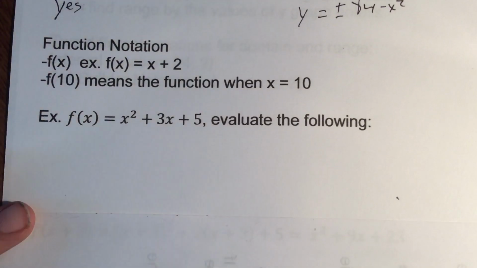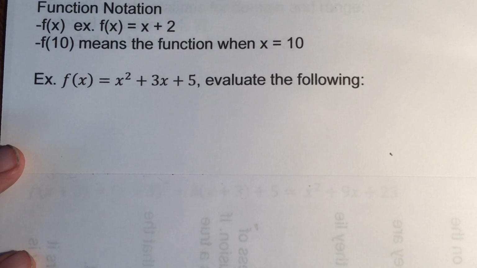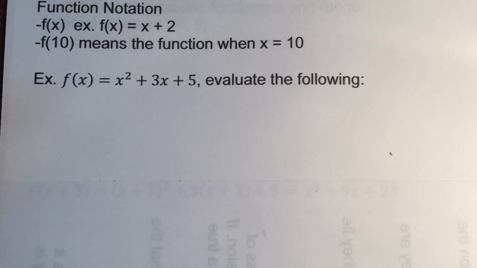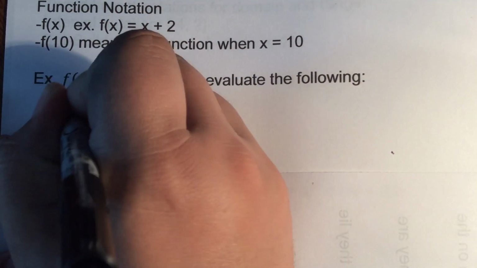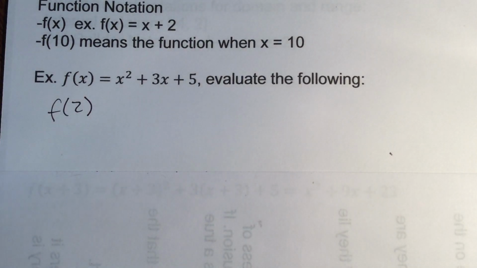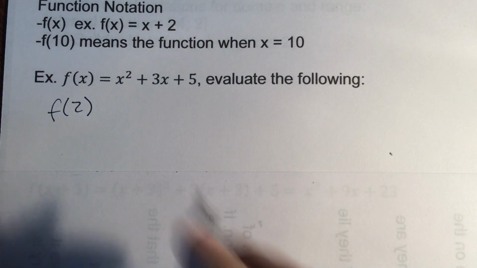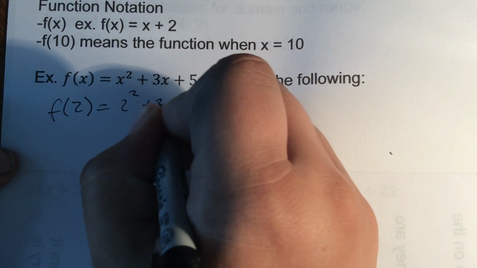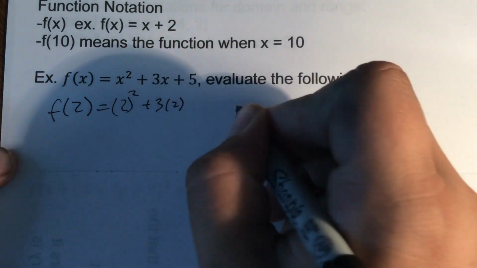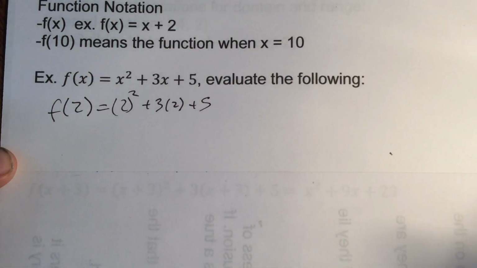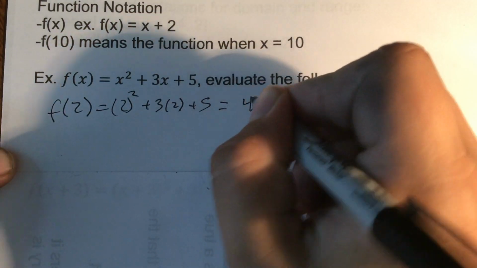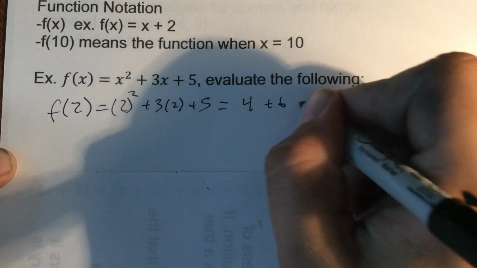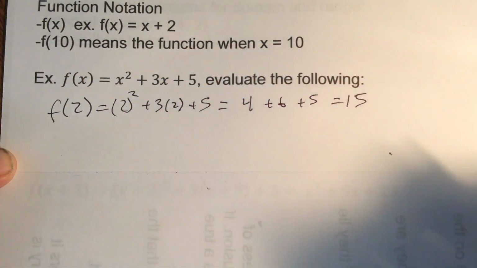So working with these, and it appears I got something cut off. Oh, we want f of 2 first. That's right, my bad. I want to try a couple things. So f of 2 means we're going to do 2 squared plus 3 times 2 plus 5. Well, 2 squared would be 4. 3 times 2 would be a plus 6, and then plus 5 would equal 15.